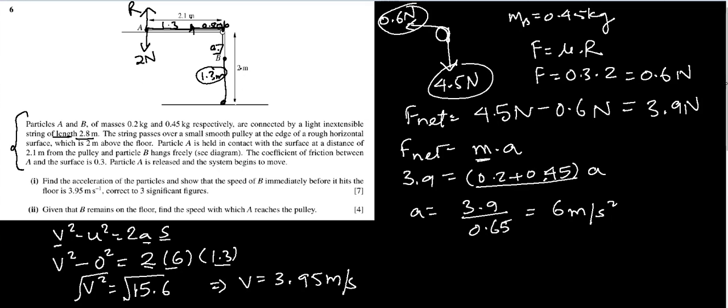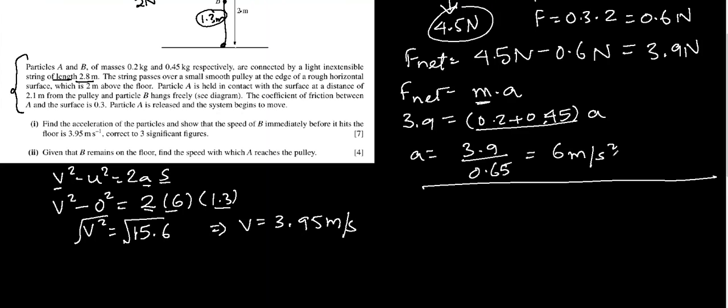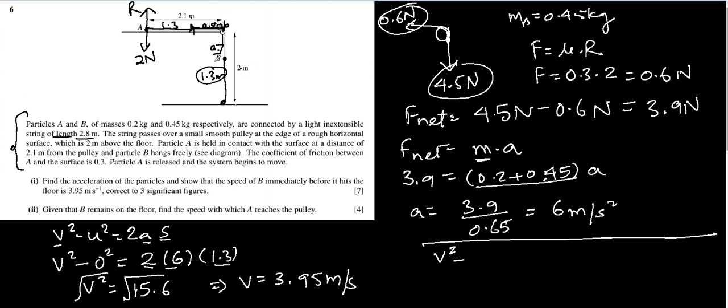So after this distance, what will be the speed of mass A? We will use the same formula we used here, v squared minus u squared equals 2as. We know that whatever was the speed of B when it reached the floor, because they are connected with a string, same was the speed of A at this particular place. So that will become the u for object A, which is 3.95 meters per second. 2 times a we don't know yet, but s we know is 0.8. This distance is 0.8, which this object A has to travel to reach the pulley.